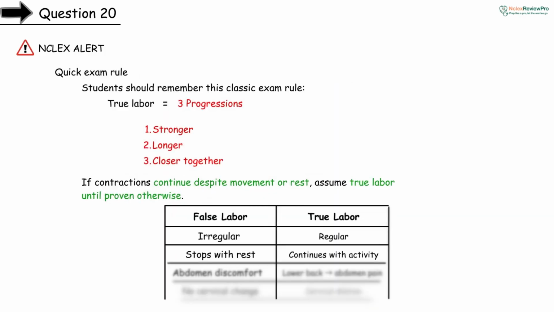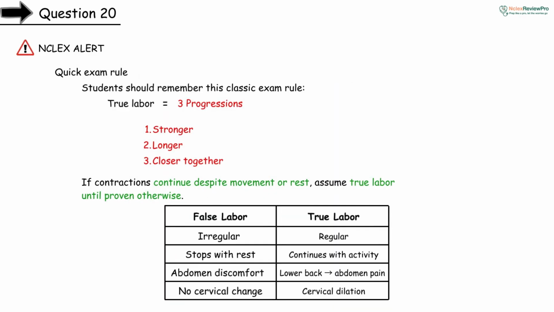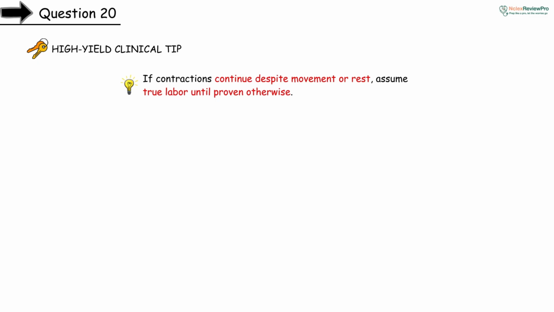Here's your NCLEX alert. Memorize this rule for the exam. True labor equals 3 progressions: stronger, longer, closer together. And here's the high-yield clinical tip. If contractions continue despite rest or movement, assume true labor until proven otherwise.